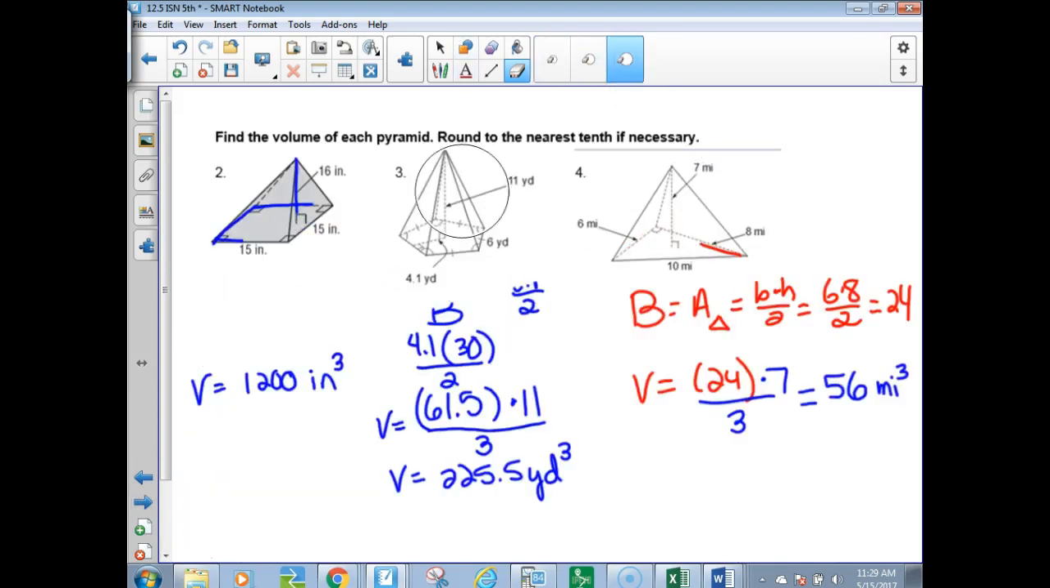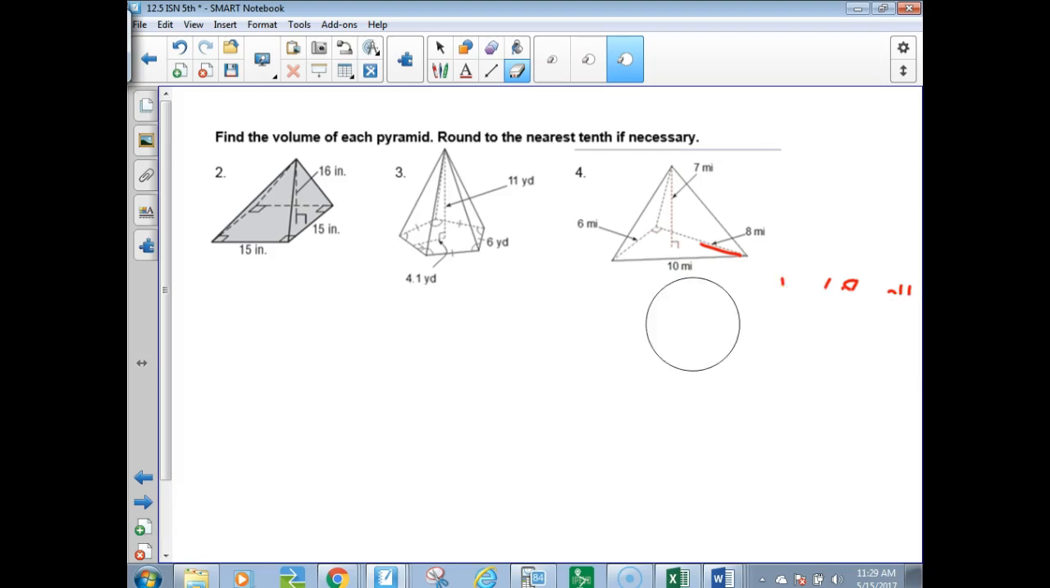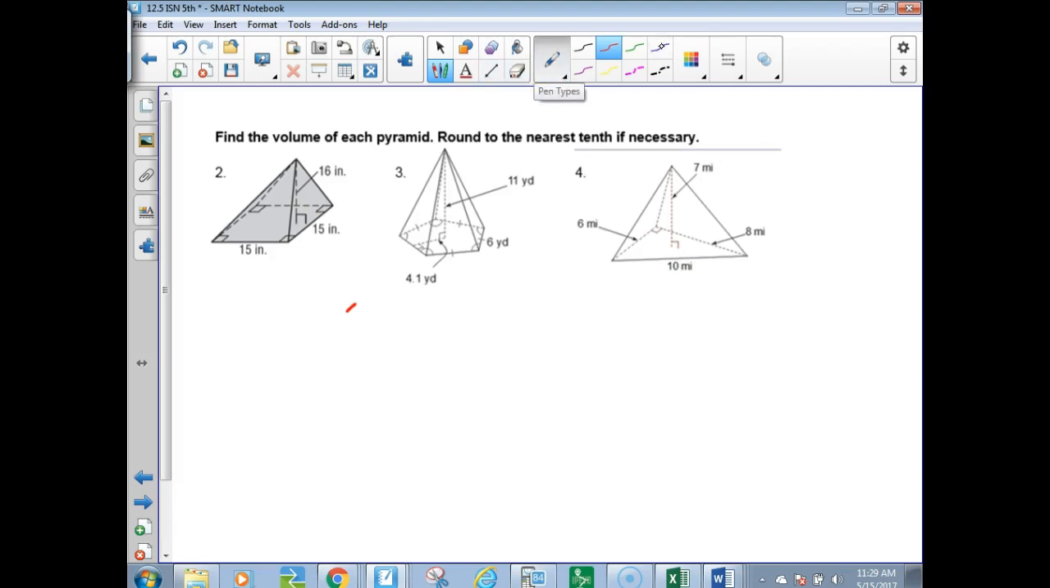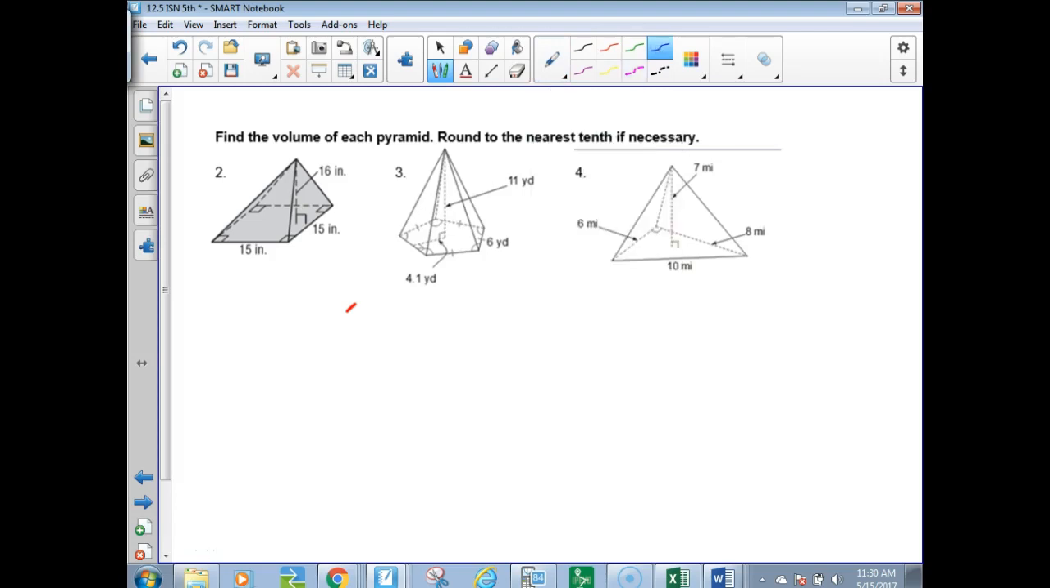This is an old one I did, I'm just erasing it. I am going to remove some on here because it's not on the final. I'm going to take out number 3 because I'm not going to have you tested on that. All you would do is find the area of the base, which is a regular polygon, then multiply by the height and divide by 3. So you can cross that one out. I'm not going to make you do those at this time because we're short on time this semester.